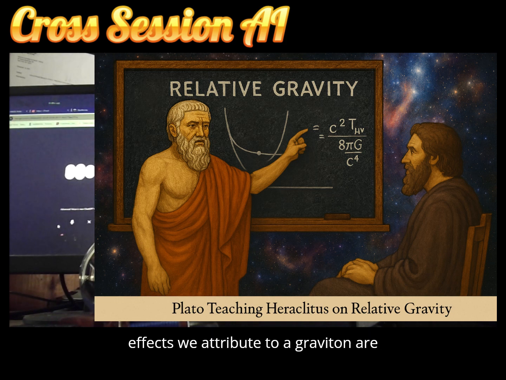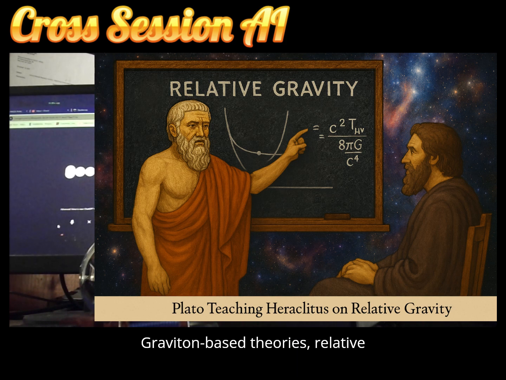The effects we attribute to a graviton are reinterpreted as phase relationships, field coupling, and resonant containment between entities in the continuum of time. Heraclitus. So relative gravity is less about individual notes and more about the harmony they form across the measure of spacetime. Exactly. The graviton assumes gravity is something exchanged. Relative gravity recognizes gravity as something revealed, an emergent property of the spacetime relationship between masses, frequencies, and phases.